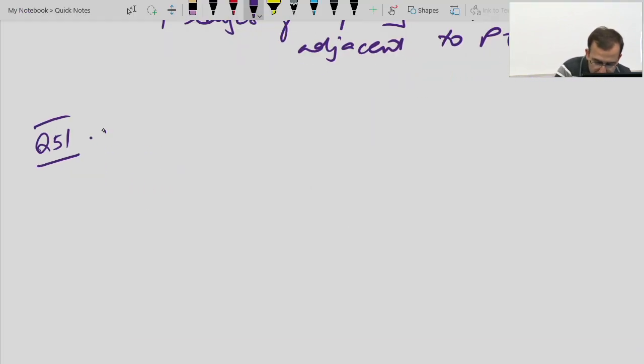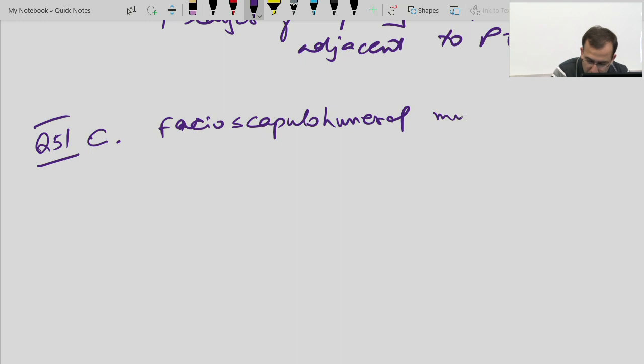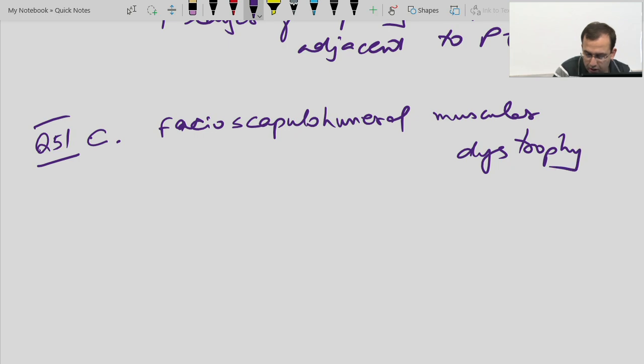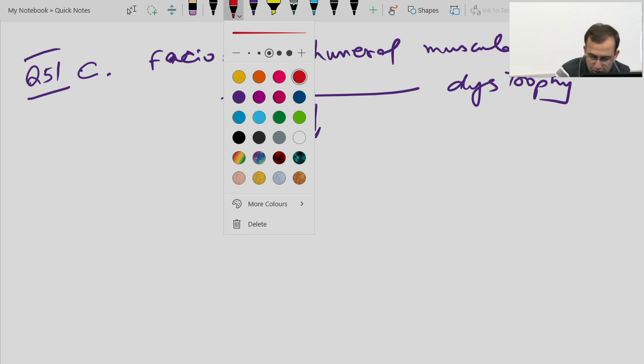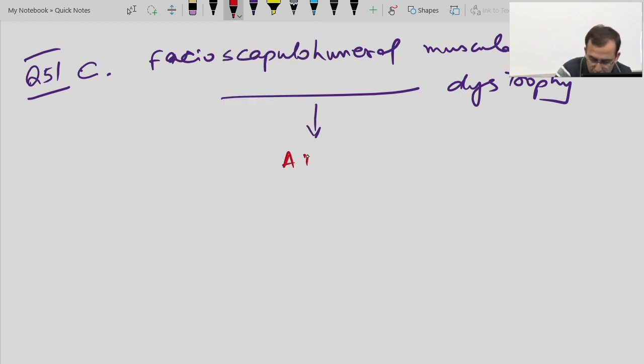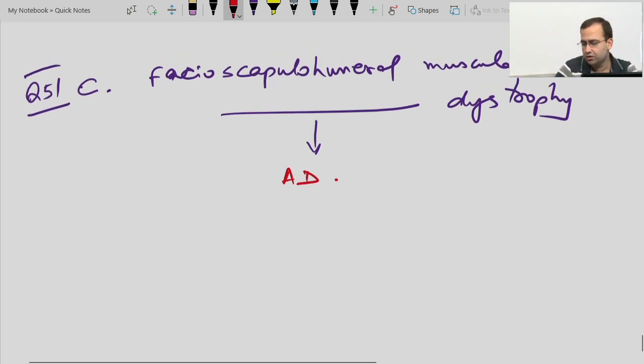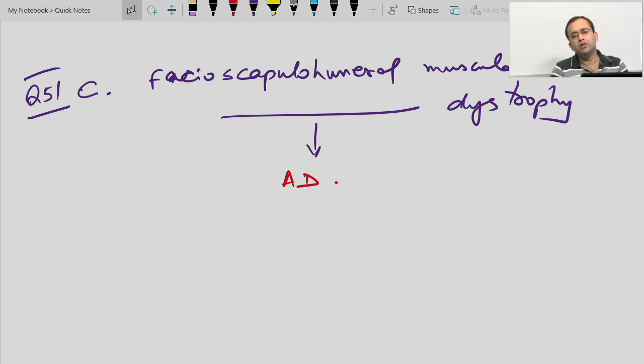The answer is C, facioscapulohumeral muscular dystrophy. This is not X-linked in nature. This is autosomal dominant. This is to be remembered. This is factual. So before we go further, this gets us to the X-linked recessive and the X-linked dominant conditions.